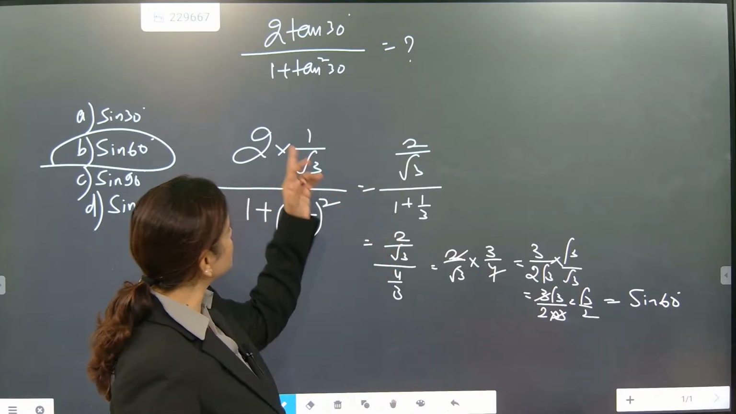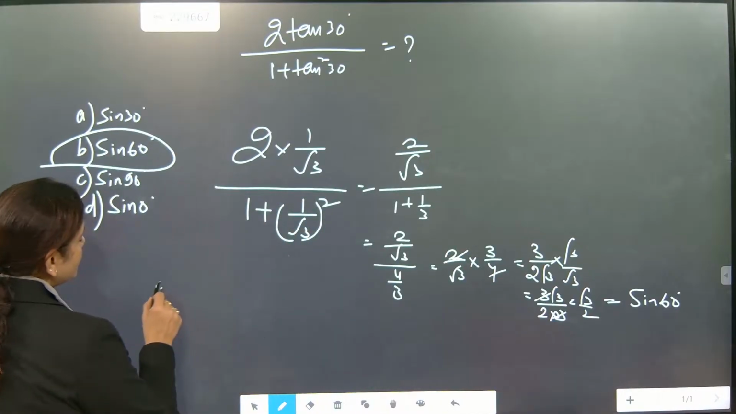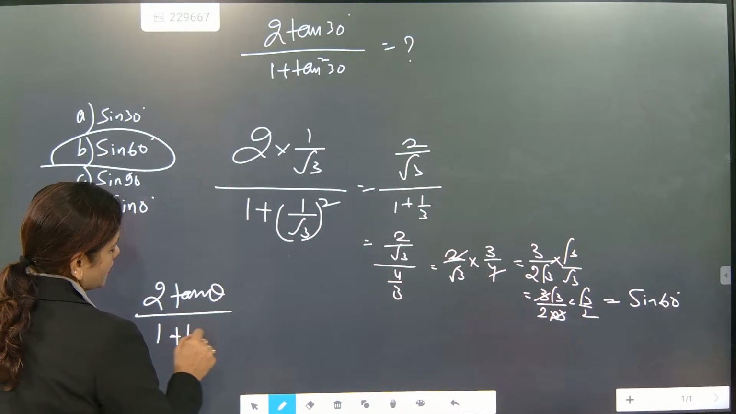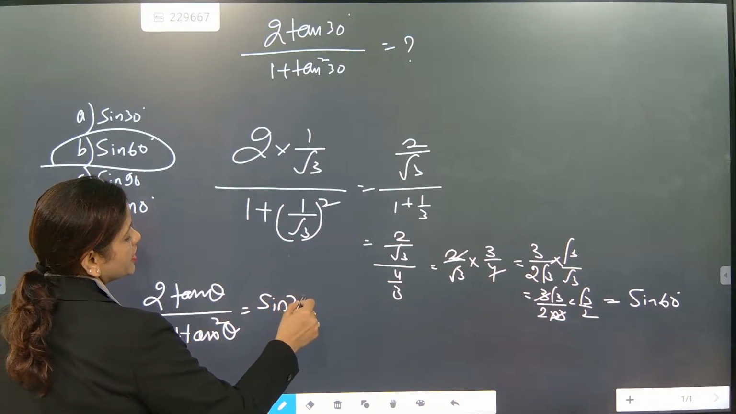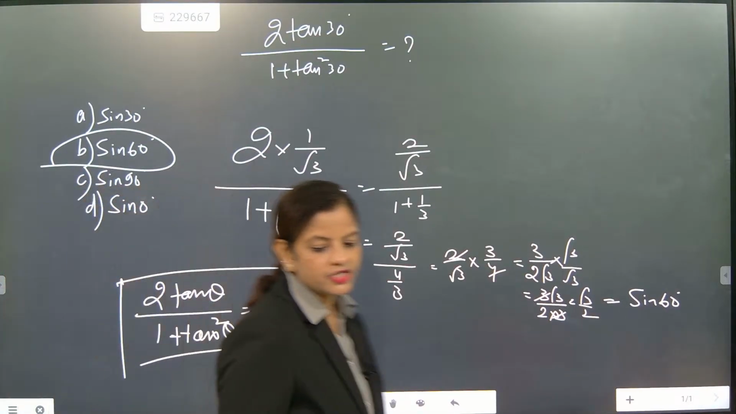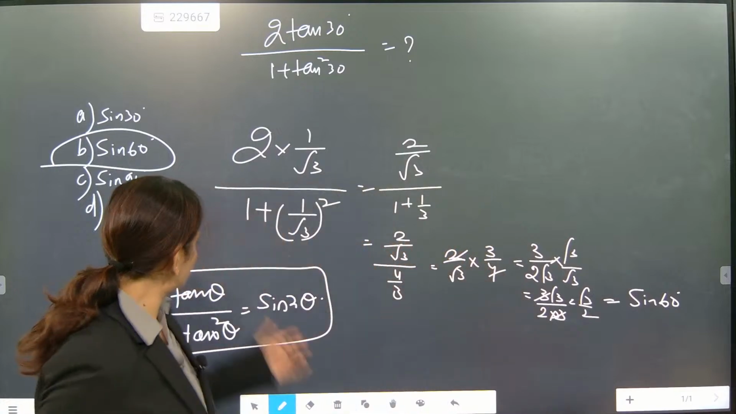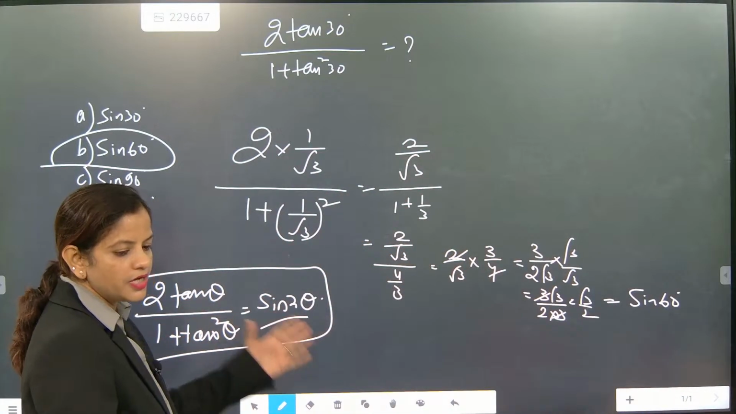This is the application only, you know. This is exactly 2 tan theta by 1 plus tan square theta equal to sine 2 theta. That is the formula. If you want to solve in the shortest way, 2 tan theta by 1 plus tan square theta is equal to sine 2 theta. That's the formula.